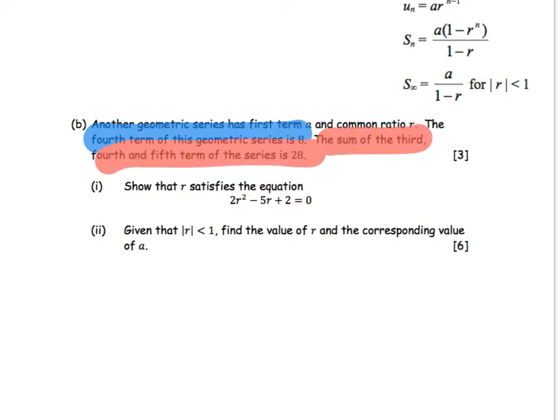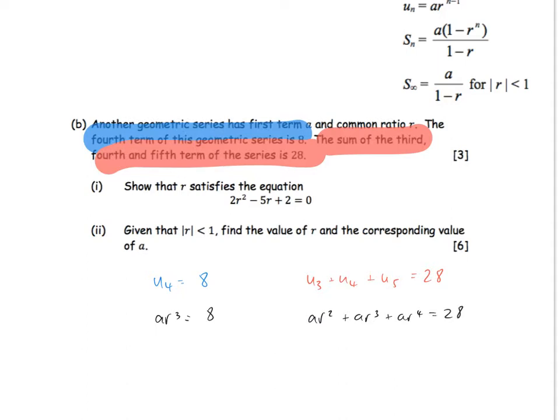So let's generate a statement for that. The first statement is going to be the fourth term is 8, so u4 equals 8. The second thing we're going to have is the sum of the third, the fourth and the fifth term is 28. We're now going to generate ar cubed equals 8, and ar squared plus ar cubed plus ar to the 4 is equal to 28.